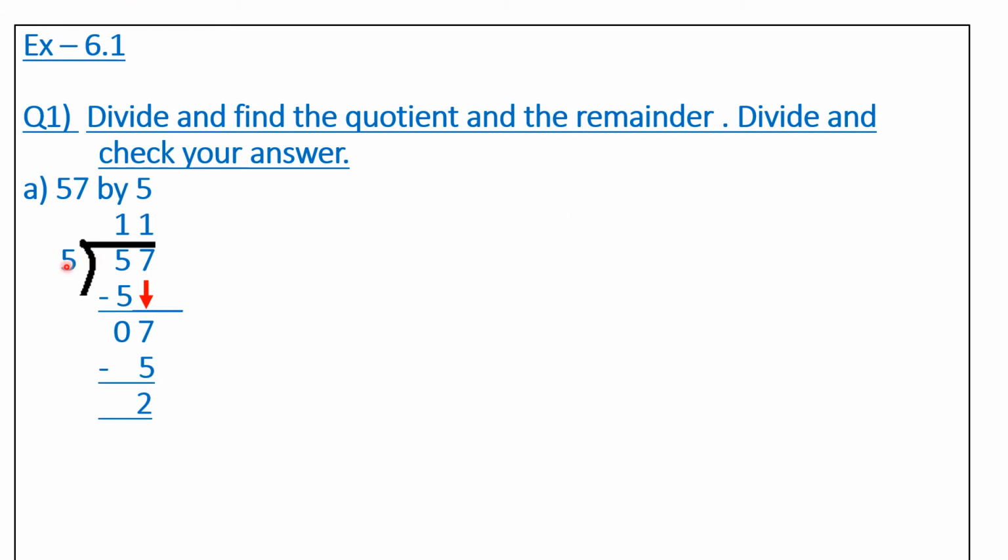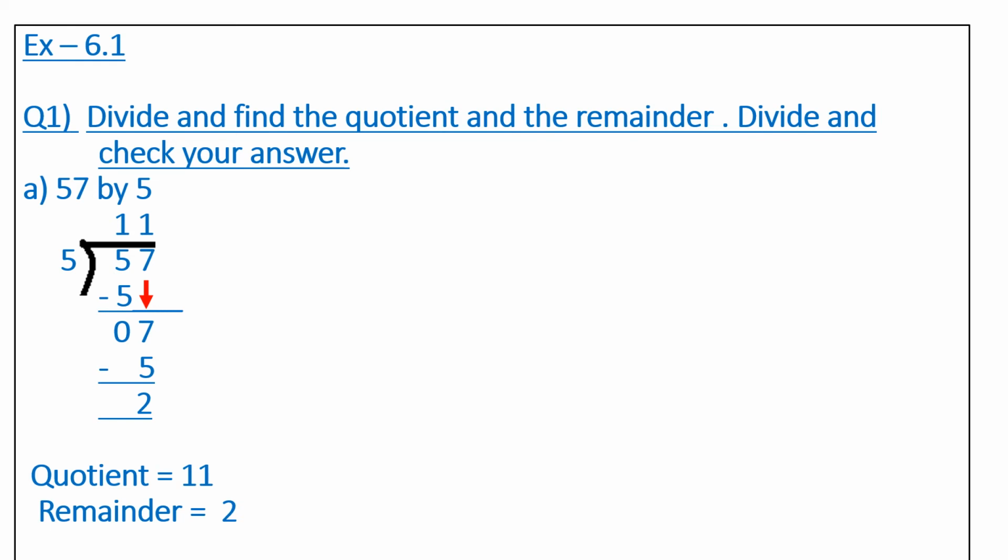So we are writing here 5 ones are 5. And now you do this 7 minus 5. What are you getting, 7 minus 5? Yes, 2. Write here 2. Now children, there are no more digits. So our division stops. Okay. Now this 11 is called the quotient. And this 2 is called the remainder. So our quotient is 11 and 2 is the remainder. Clear? So you write here, mention quotient and remainder.